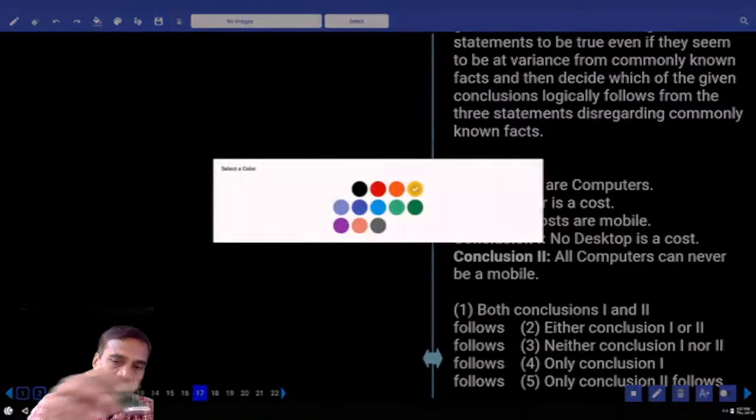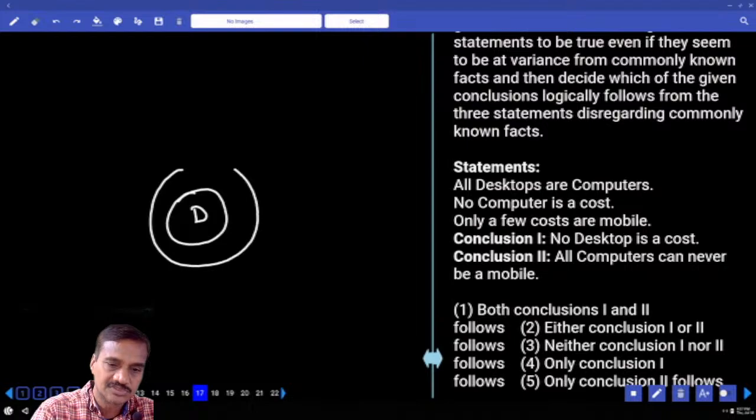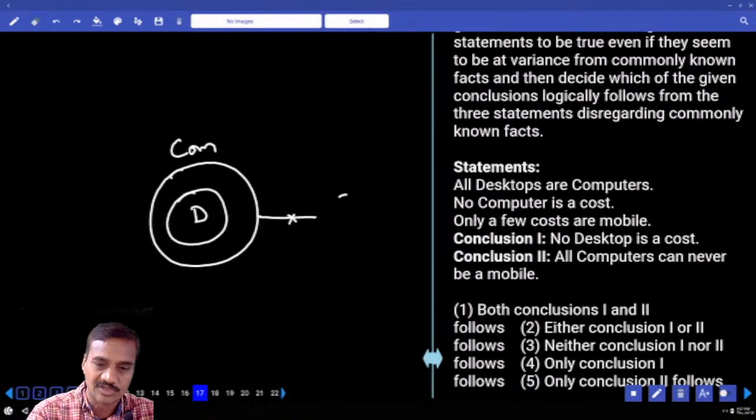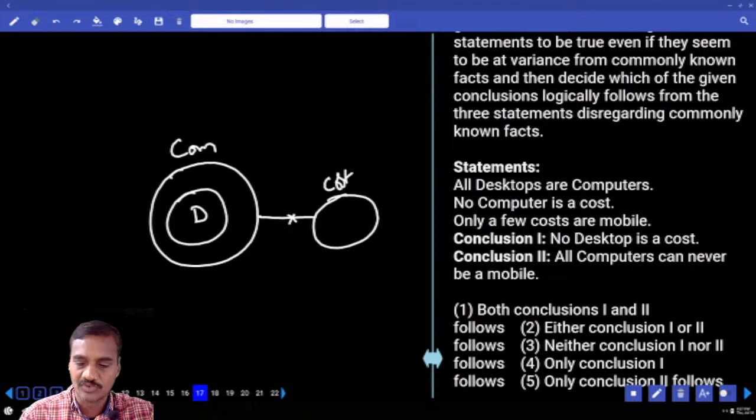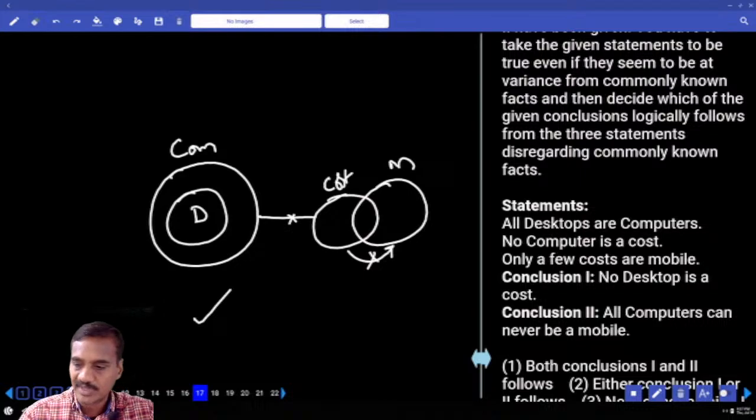And the 17th one. In this 17, all desktop are computers. Now these are the desktop that are computers. And no computer is a cost. No intersection between computer and a cost. And only a few costs are mobile. Only some of the costs are mobile, but not all. No desktop is a cost. Definitely true.